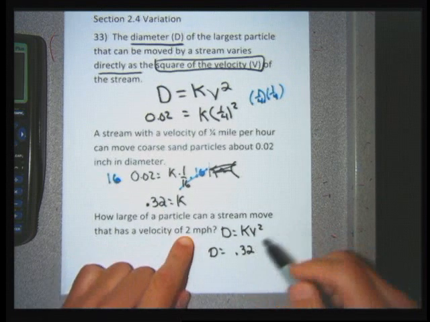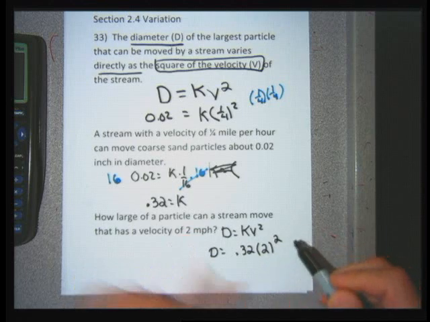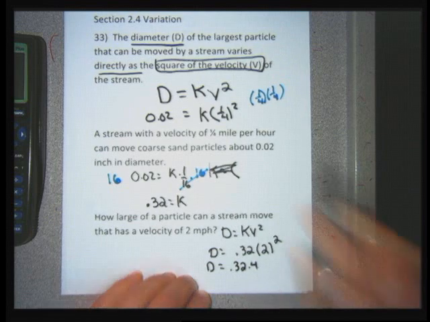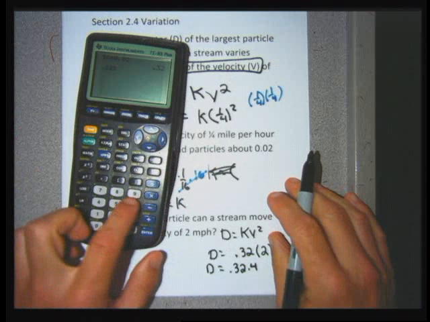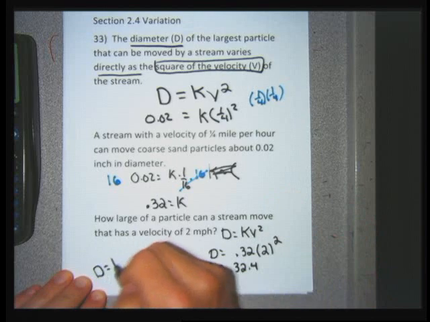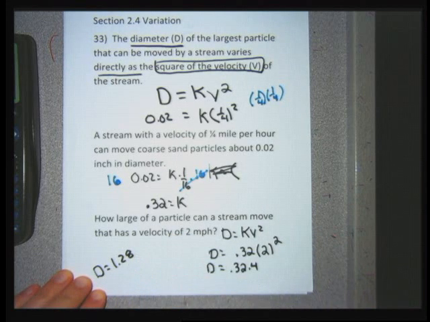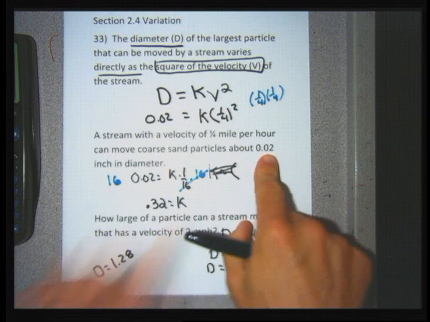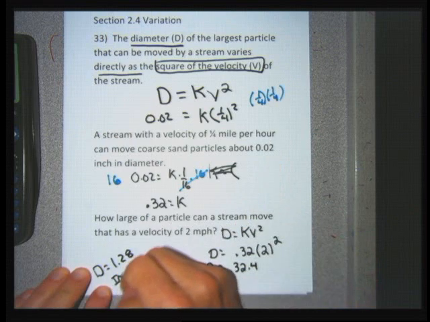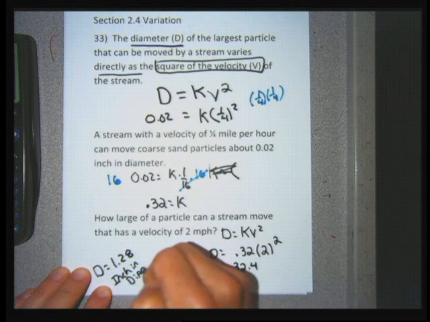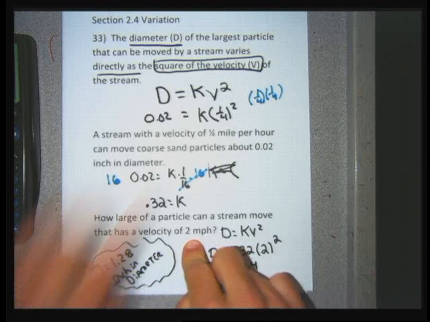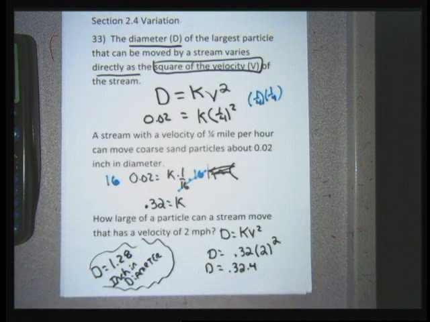And then for the velocity, I'm going to plug in 2 miles per hour with a square. Order of operations, do the exponent first. So I'm going to get d equals 0.32 times 4. And I get 1.28 for d, which stands for the diameter of the particle. And this stream can move a particle that's 1.28 inches in diameter. So the largest particle this stream, that's flowing faster, 2 miles per hour as opposed to 1/4 mile per hour, can move is 1.28 inches in diameter.